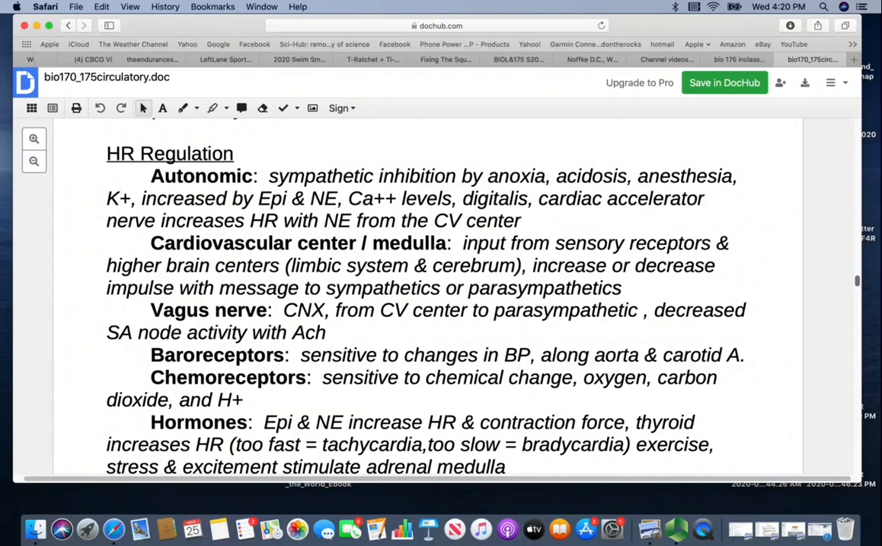The sympathetics are increased by epinephrine and norepinephrine, higher calcium levels, and digitalis. The cardiac accelerator nerve is going to be the one that delivers the message to increase the heart rate, and it's going to use norepinephrine. It's going to get that information from the cardiovascular center. The cardiovascular center is in the medulla oblongata.